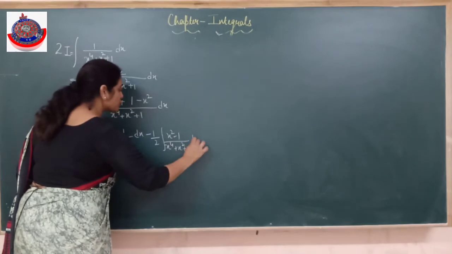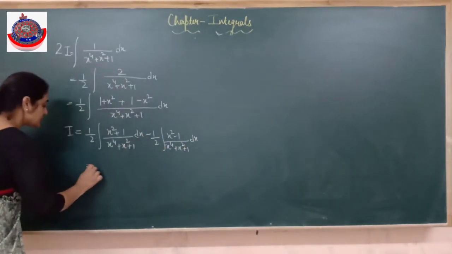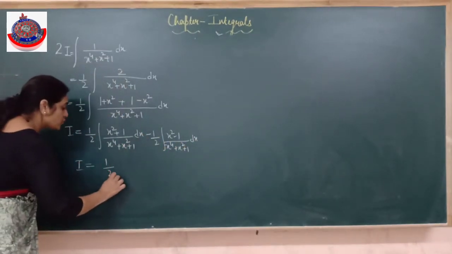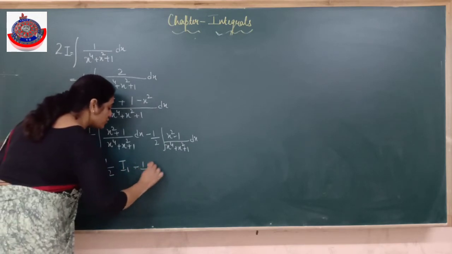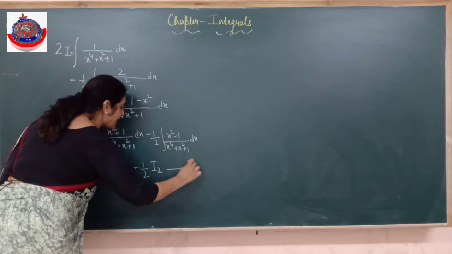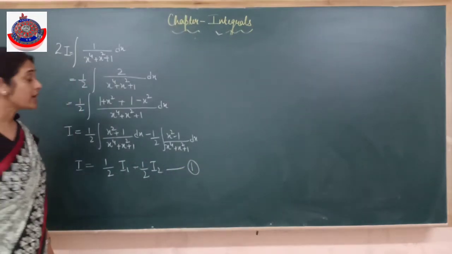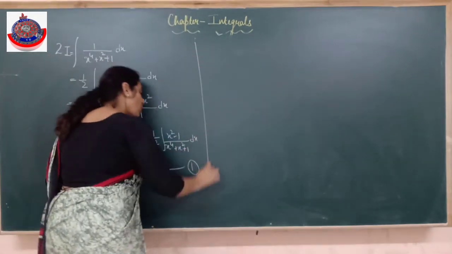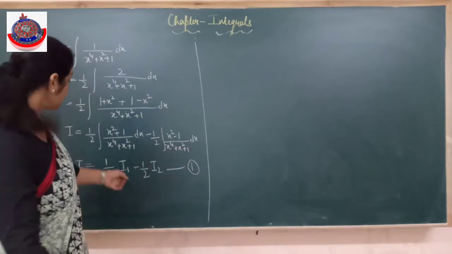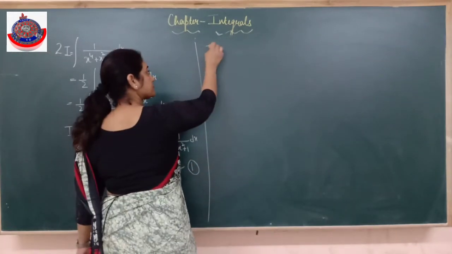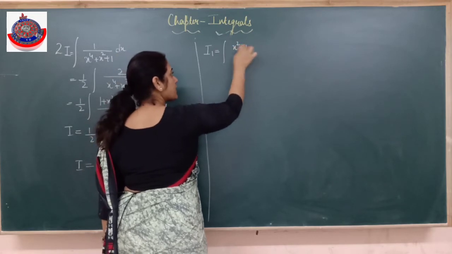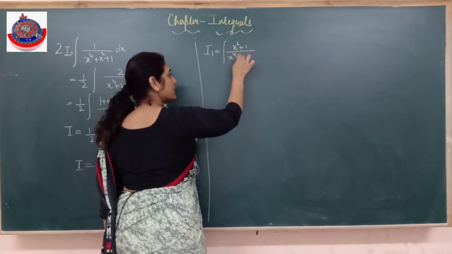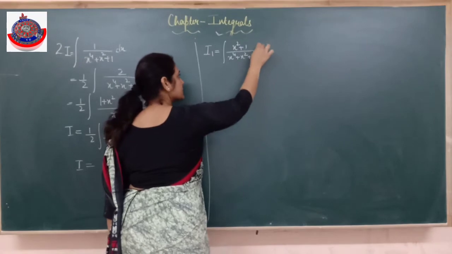So I have to solve it as two questions. It has become 1 by 2 I1 minus 1 by 2 I2. So separately I have to solve these I1 and I2 and then put the values in 1. Let's solve the first part. What is I1? X square plus 1 upon x raised to power 4 plus x square plus 1 dx.